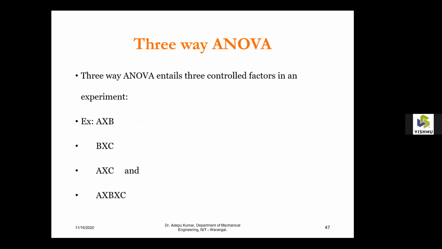Then the three-way interaction is A cross B, B cross C, A cross C, or A cross B cross C. Three variables.